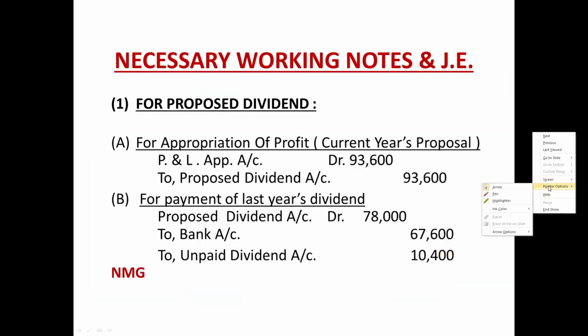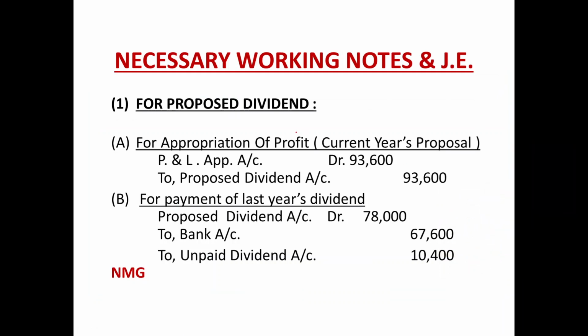Necessary working notes and journal entry for proposed dividend, for appropriation of profit, that is for the current year's proposal that we saw in the profit and loss account. Profit and loss appropriation account debited 93,600 to proposed dividend account credited 93,600.